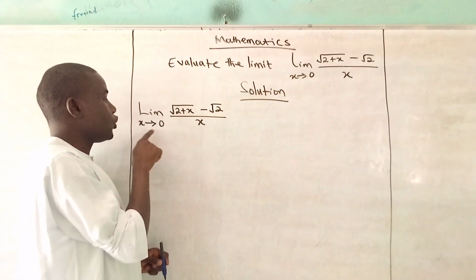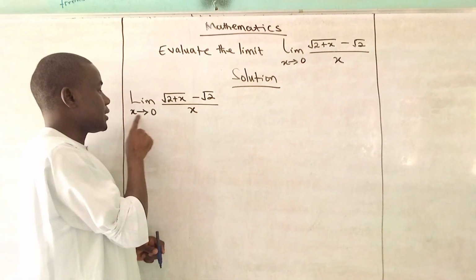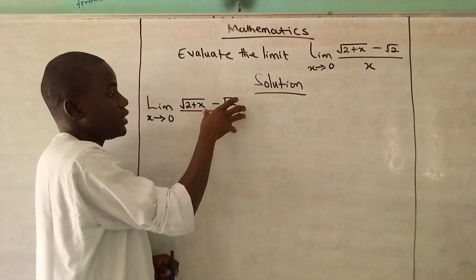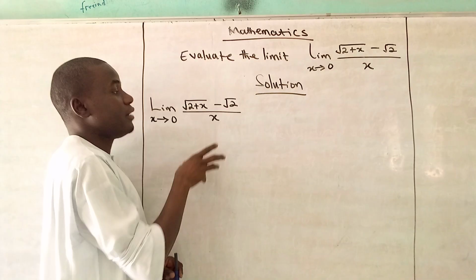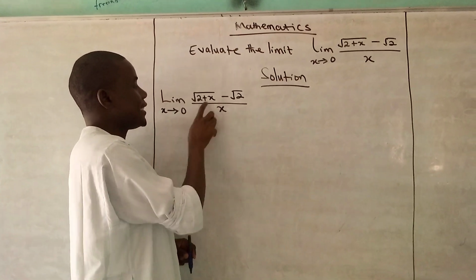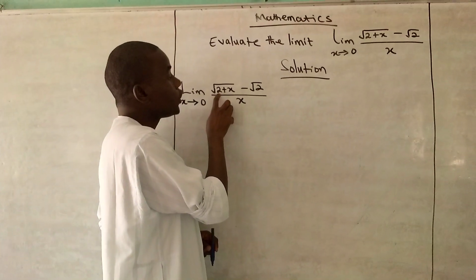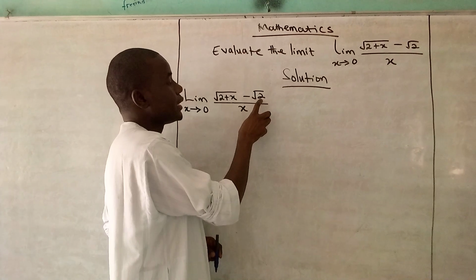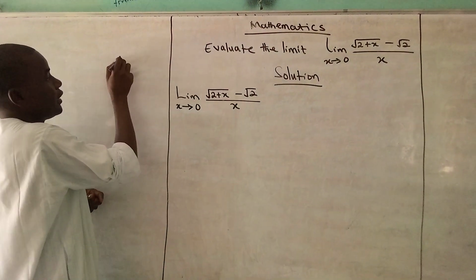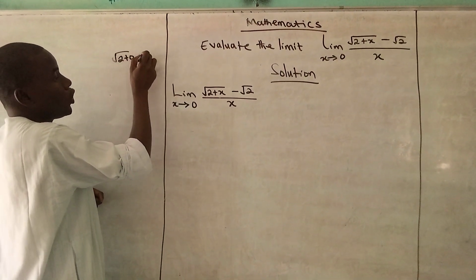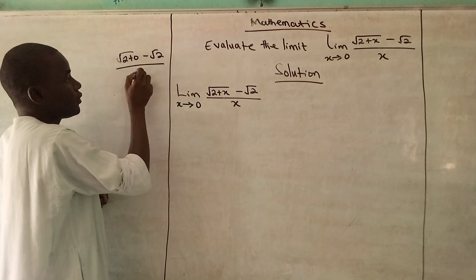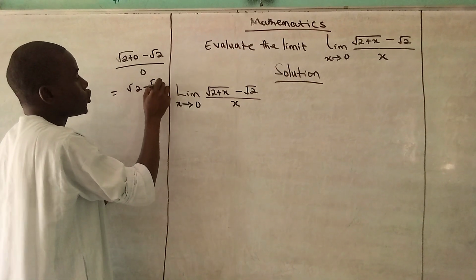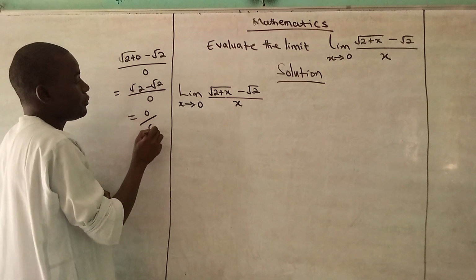That is to say, you must take this value as x approaches 0. You must plug the value of x as 0 in this function and see whether it is defined or not. Now look at this. When x is 0, what do we have here? Root of 2 plus 0, which is root 2, minus root 2, over 0, which is root 2 minus root 2 divided by 0, which is 0 divided by 0.